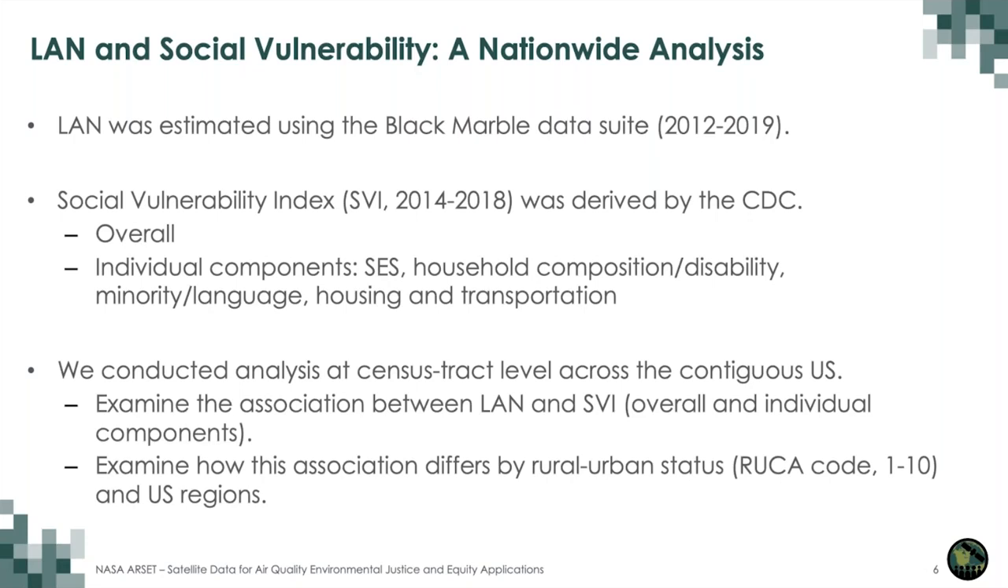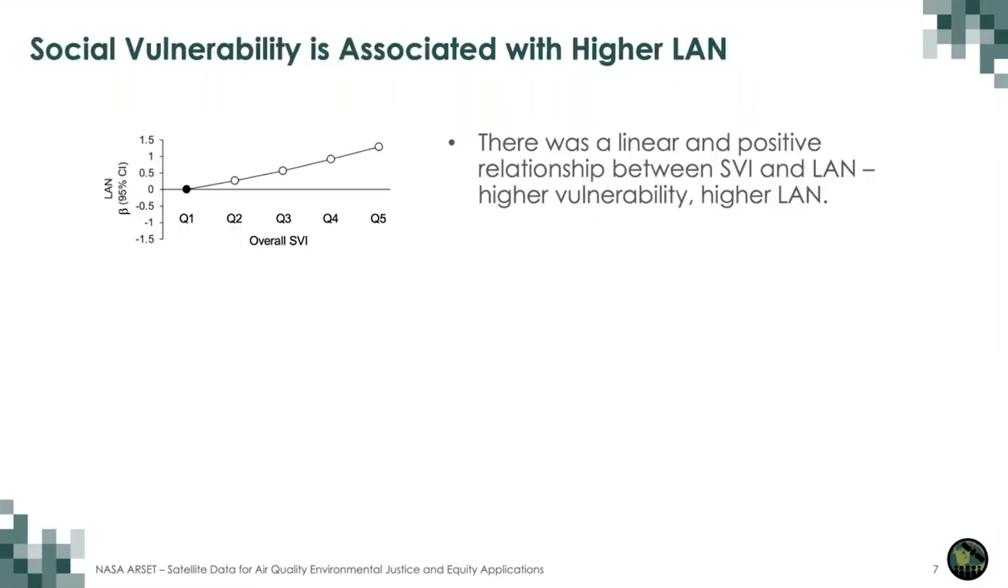So as I said, the objective of this study is to examine the overall association between light at night and social vulnerability, and also to examine whether or not this association differs by rural-urban status and across different regions of the United States. On this slide, I'm showing you the overall association between social vulnerability, presented on the x-axis, and light at night, presented on the y-axis. As you can see, there is a significant and positive relationship between the two, which means the higher the social vulnerability experienced by a neighborhood, the higher the light at night that occurs in that neighborhood as well.